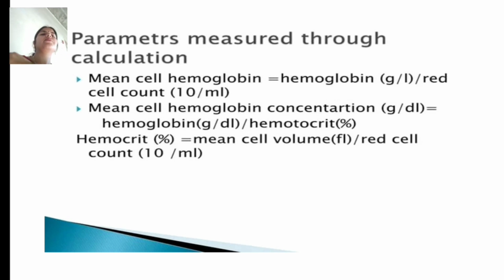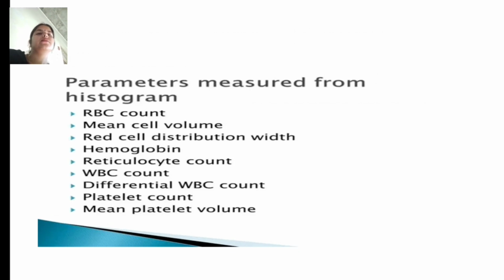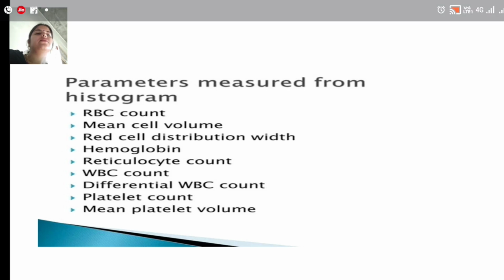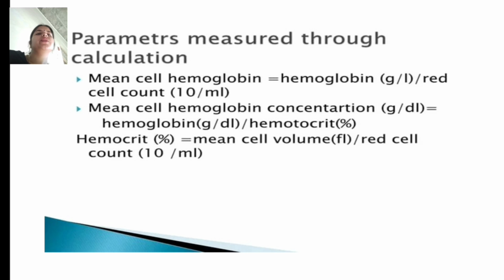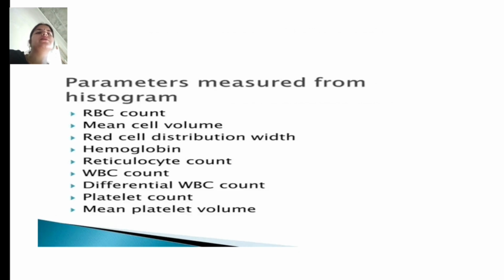Next are the parameters measured through calculations. Mean cell hemoglobin is equal to hemoglobin divided by red cell count. Mean cell hemoglobin concentration is equal to hemoglobin divided by hematocrit percentage. Hematocrit percentage is equal to mean cell volume multiplied by red cell count. So these are the parameters measured through calculations.